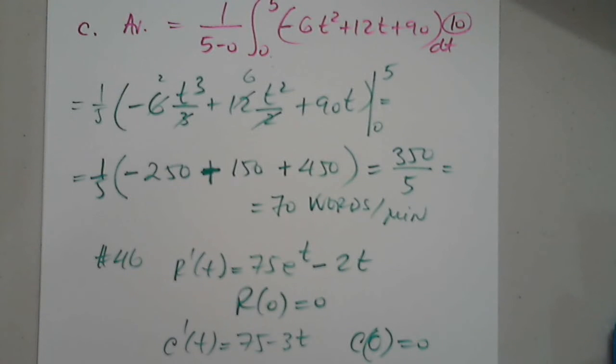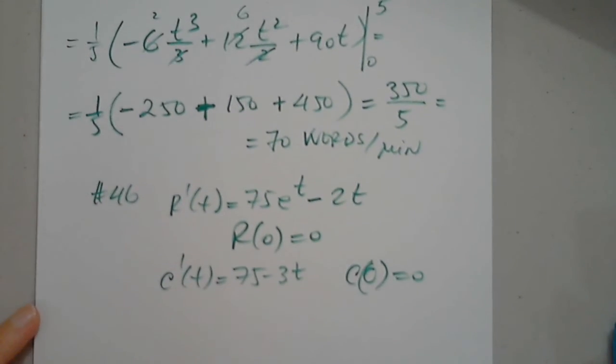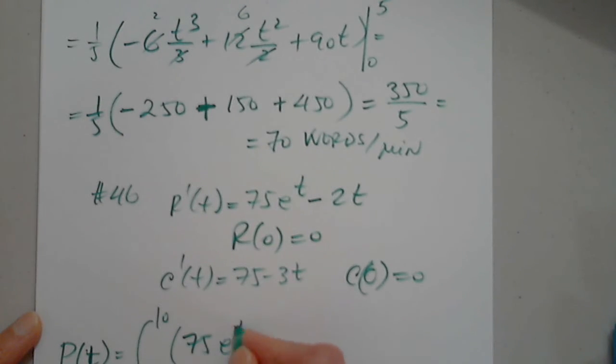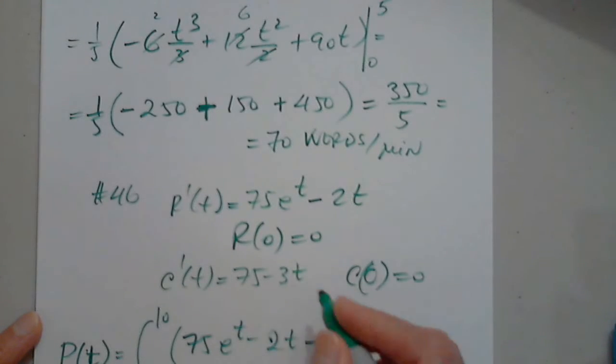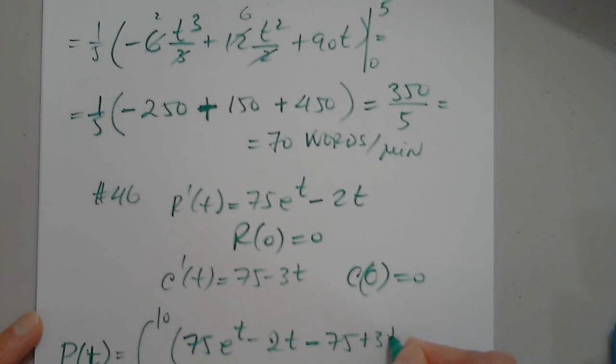So we just have it here. That's all we have to do. We have to apply this. But we knew that that was the case. So the profit, P of t, is the integral from 0 to 10, of the revenue minus the cost, of course. So let me stop sharing. So that is 75 e to t minus 2t minus 75 plus 3t dt.